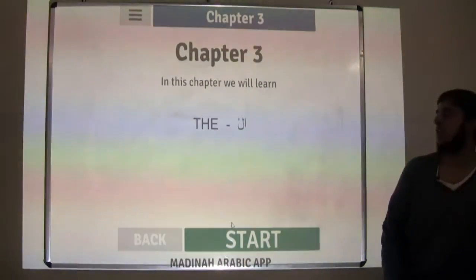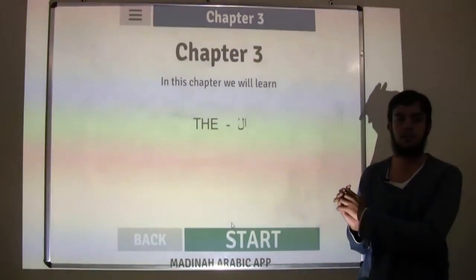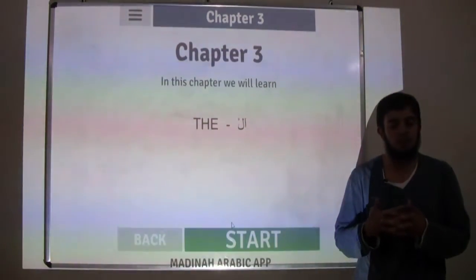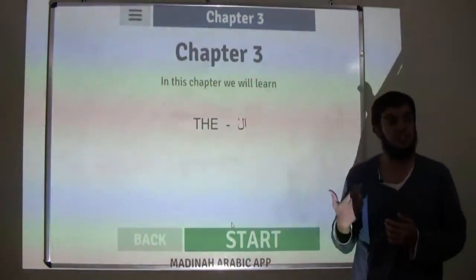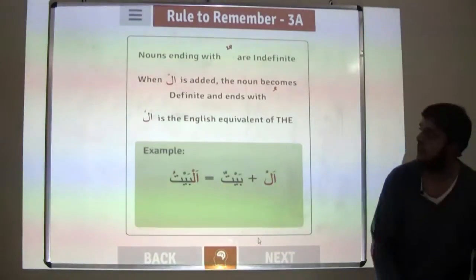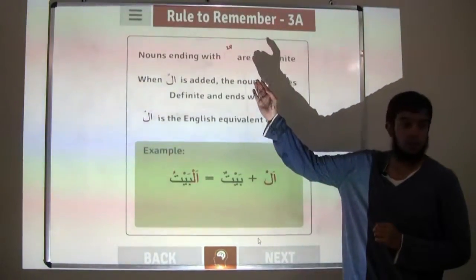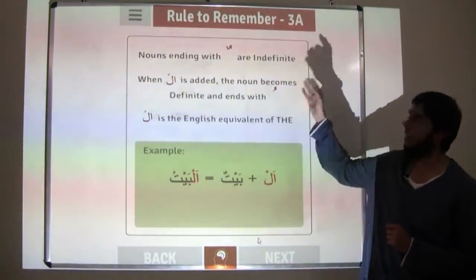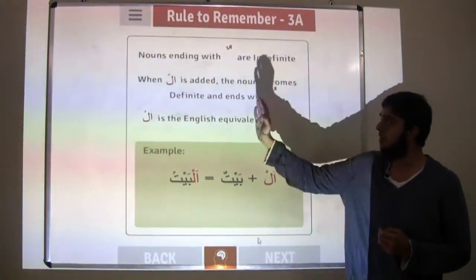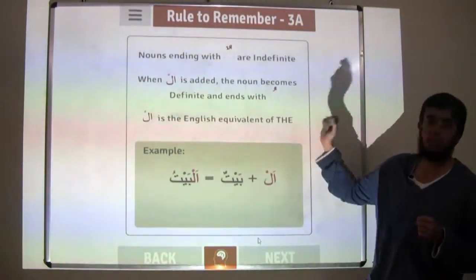Okay. So in the third chapter that we'll be learning today, we'll be learning the usage of al. Al can be translated as "the" in English. It's used to refer to something definite. Here's a very important rule. Nouns ending with any double dhamma that we learnt are indefinite, as I just explained. Now when al is added to the noun, it becomes definite. From indefinite to something definite, something specific, and it ends with a single dhamma.